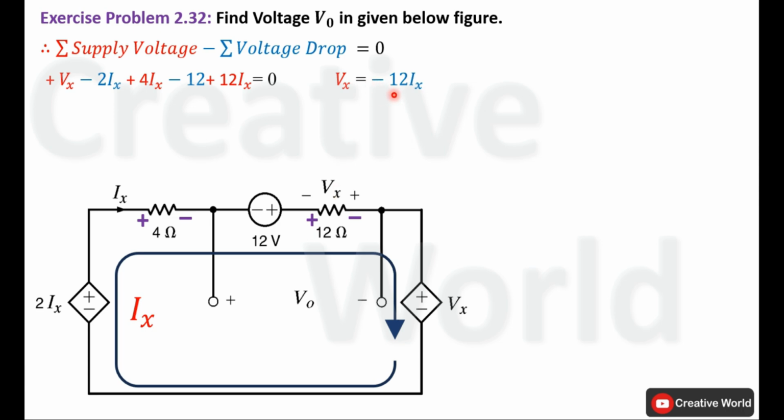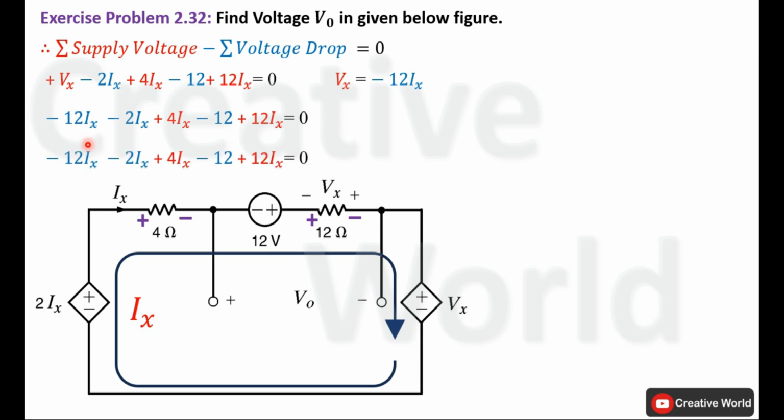Now place the value of Vx inside this equation. It will become minus 12 Ix minus 2 Ix plus 4 Ix minus 12 plus 12 Ix is equal to 0. Now inside this equation only one variable is left, that is Ix, so we can solve this equation to calculate the value of Ix.